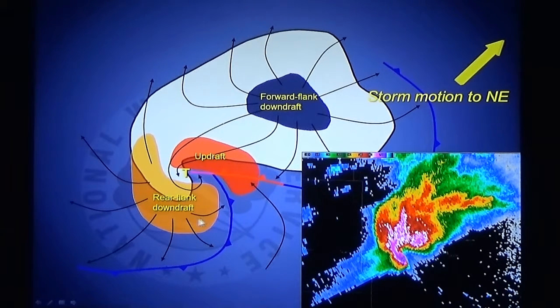Way to the back of the storm is the rear flank downdraft. This is sinking air way on the back side of the storm, and this grabs the circulation out of the thunderstorm and brings it down to the ground as a tornado.